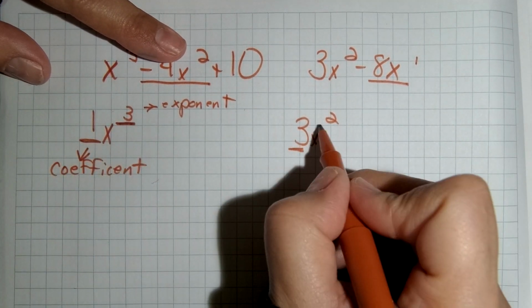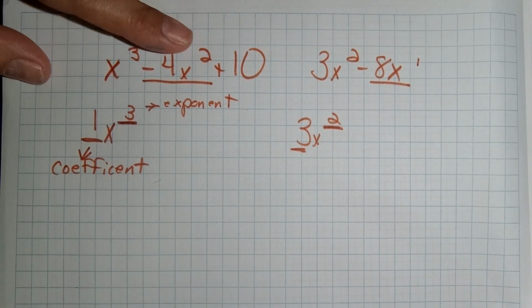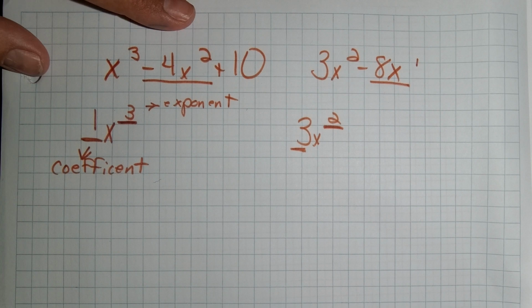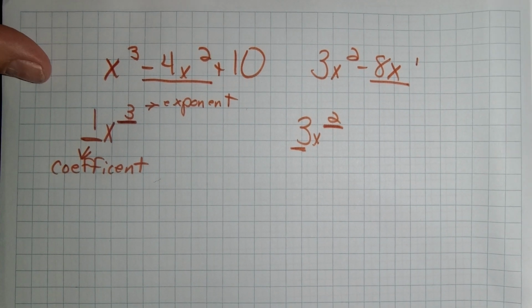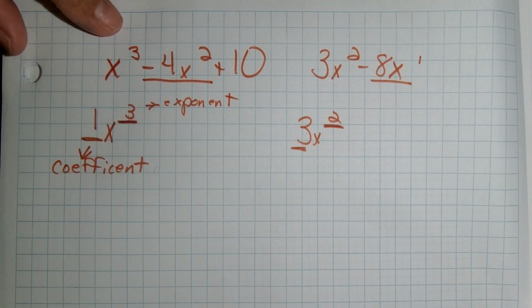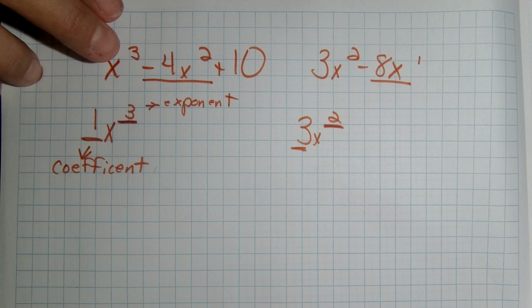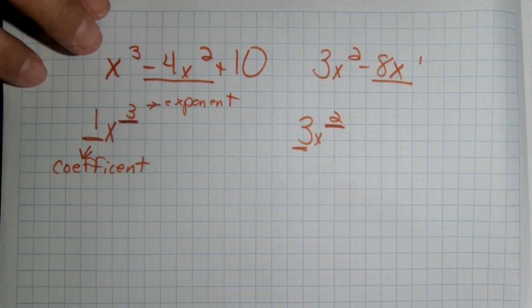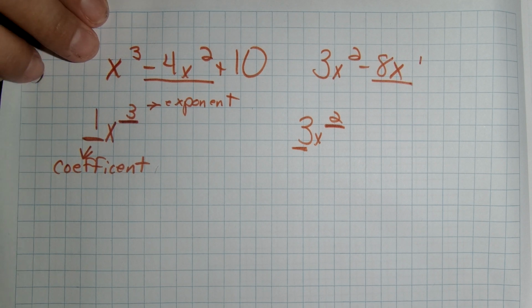From 3 to 2. How do we get from 3 to 2? Can we say it louder? Subtract what? How do we get from 3 to 2? Subtract what? By 1, we subtract 1.